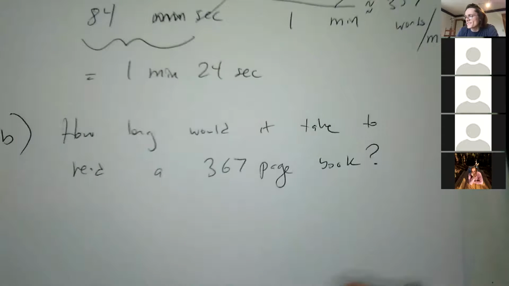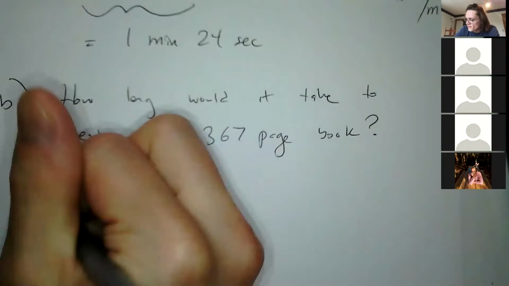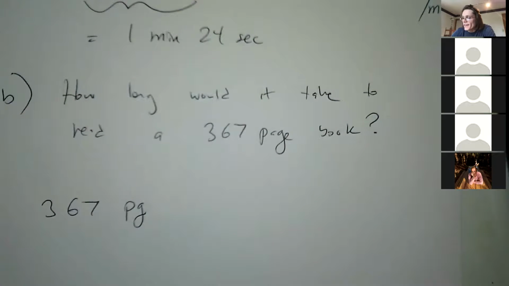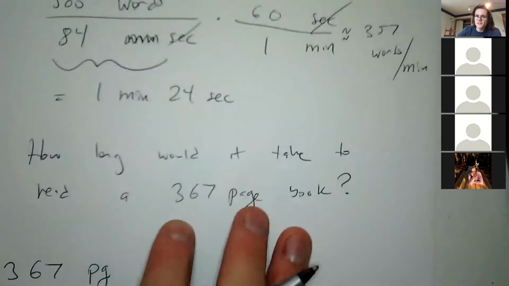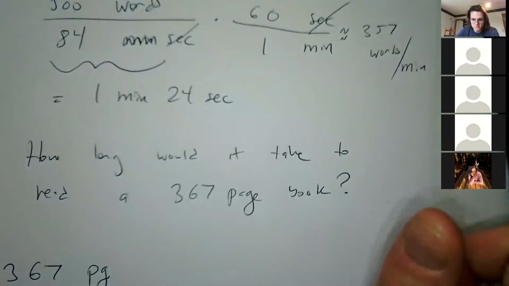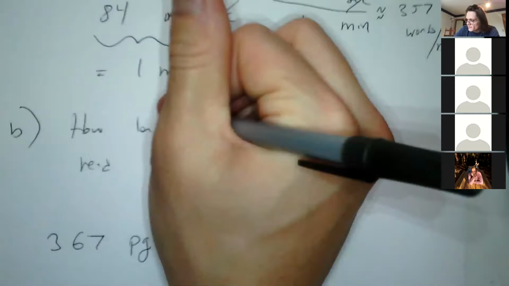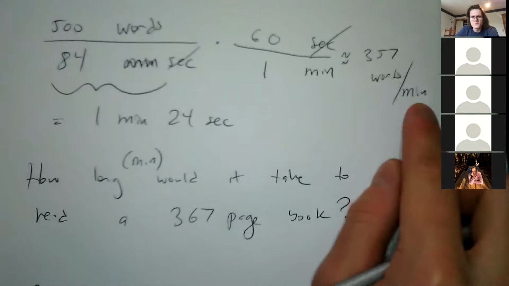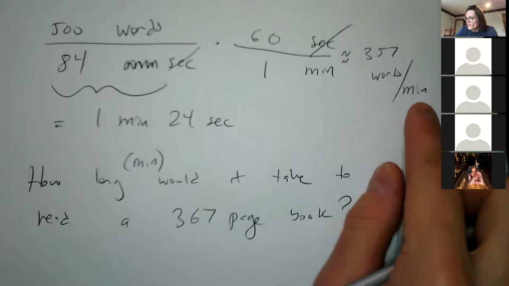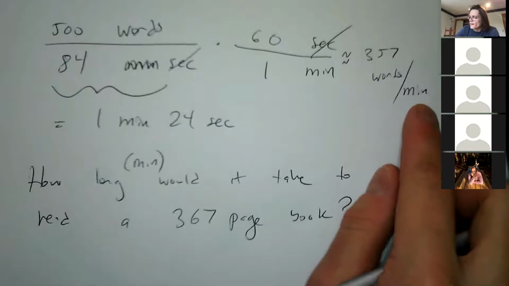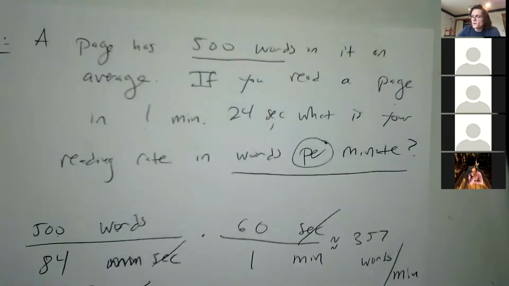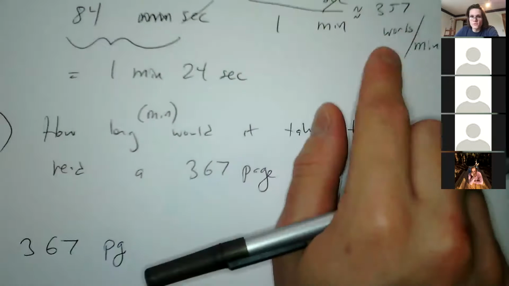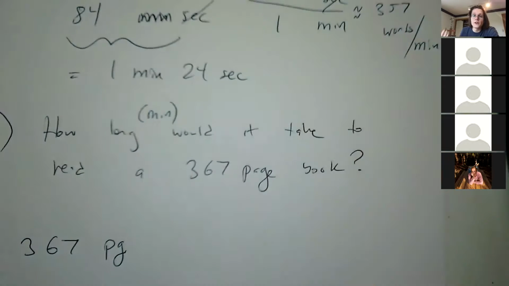So what we'll do is I'll start with the 367 pages. And I'll abbreviate it PG. And so I know that you can read at 357 words per minute. And I guess we'll say how long in minutes would it take? So I can read at this 357 words per minute, which seems really fast. And I know that one page has 500 words. So what I can do is convert my 367 pages into words and then use the rate that we determined in the earlier part to determine how long it would take.